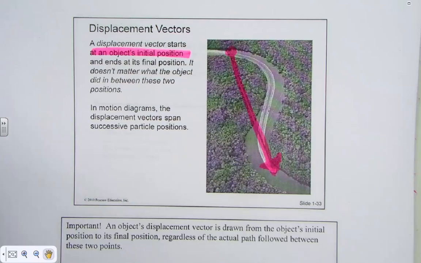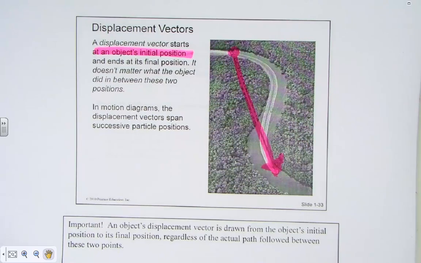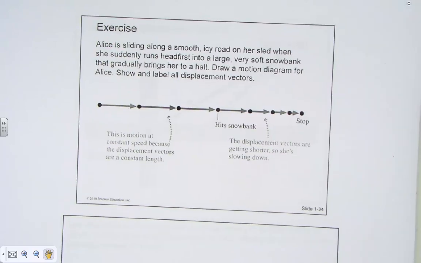It doesn't matter what the object did in between these 2 points. The displacement vector is simply showing the shortest distance between the initial point and the final point, the destination when the object arrived. The displacement vector spans successive particle positions. So an object's displacement vector is drawn from the object's initial position to its final position, regardless of the path it followed. Draw the straight line between the 2 points, and you've shown a displacement vector.